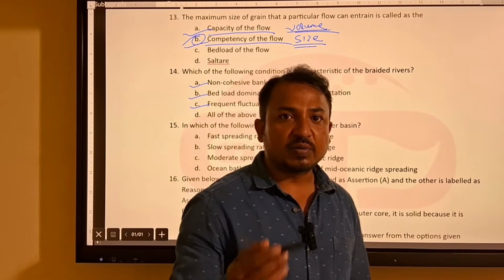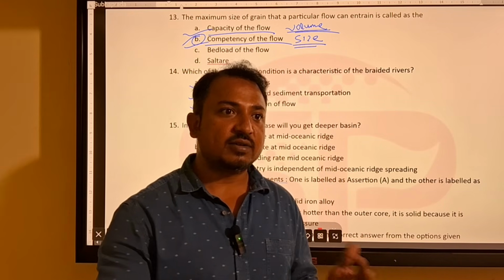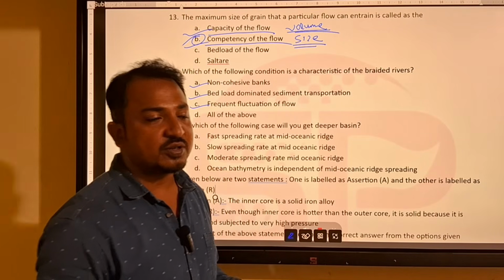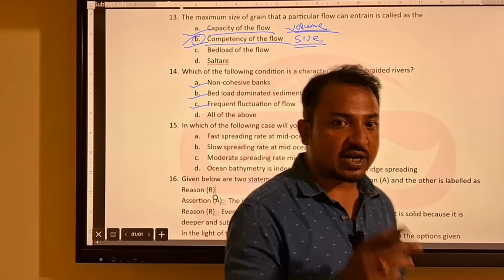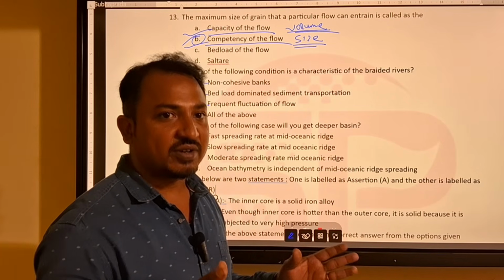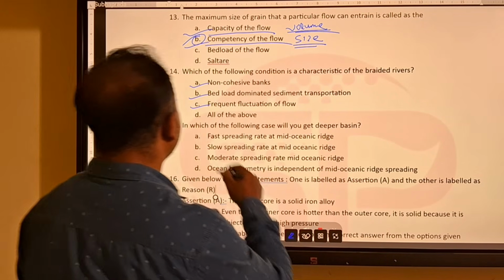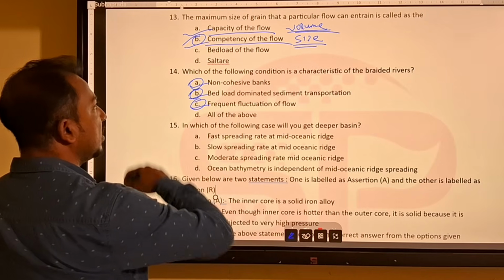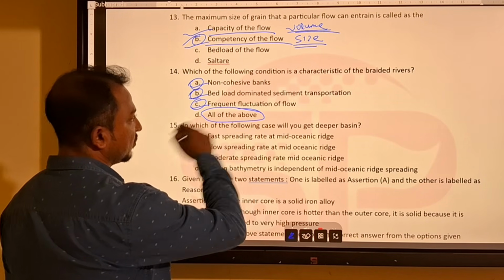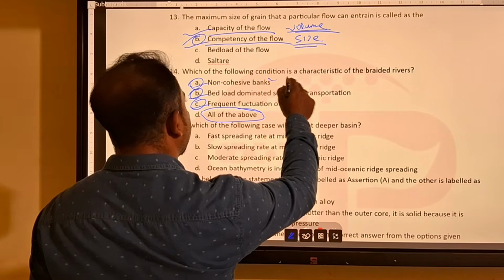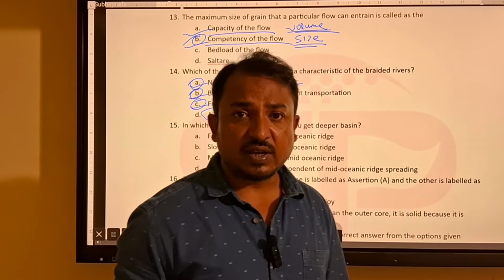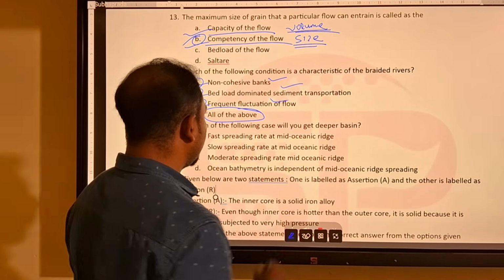So if there is frequent change in energy, higher velocity, lower velocity, or frequent change in velocity, then there will be deposition. That deposition is called a braided bar. Because of the braided bar, the channel will bifurcate. So these are the main causes of braided river formation. So the answer will be all of the above. Non-cohesive bank, bed load, frequent fluctuation of flow, they all contribute to the formation of a braided river. So this is very important.